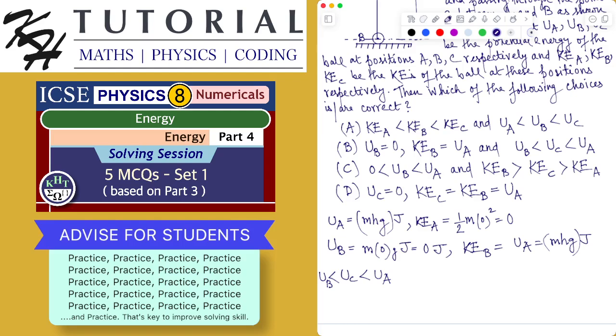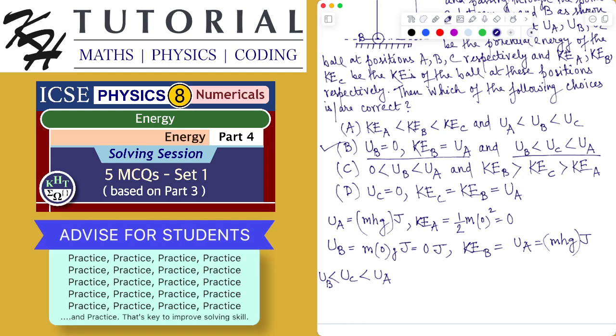Remember that the question has asked which of the following choices is correct, so more than one choice can be correct. I can see in choice B the solution which is correct, that UB less than UC less than UA. Let me check: UB equals 0 is correct, and kinetic energy at B equals UA is also correct. So choice B is the correct statement, and I have to select this.